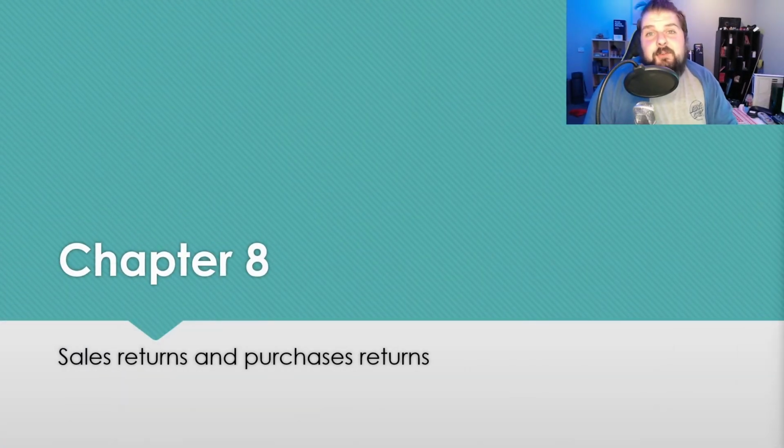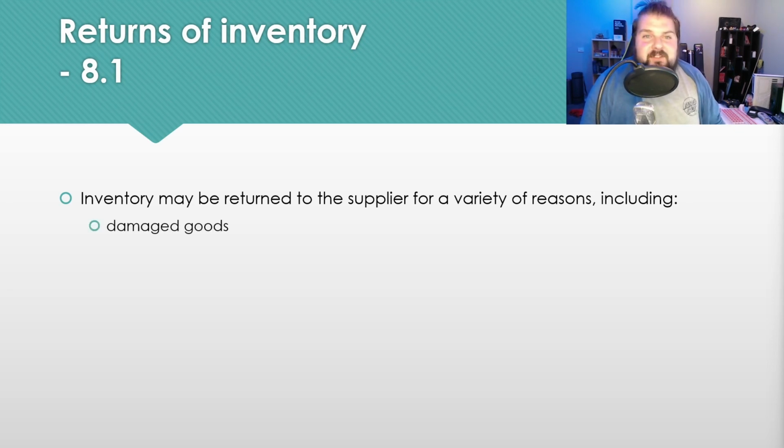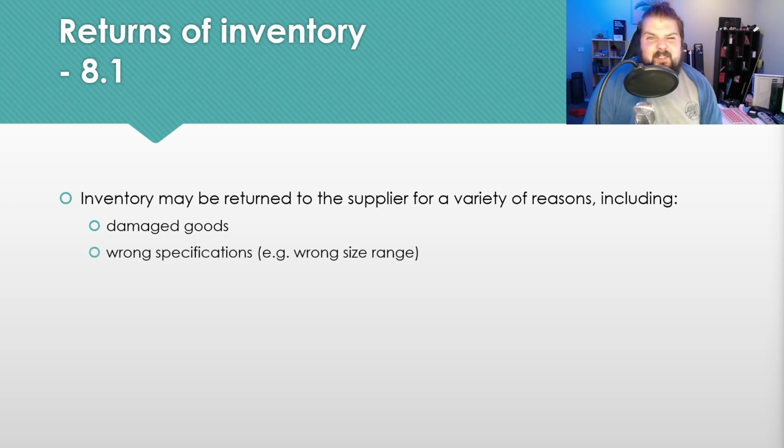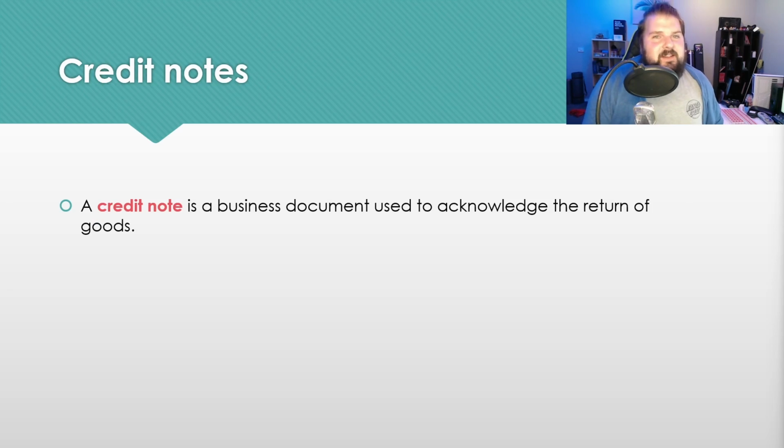So, the first thing we're going to do is look at the return of inventory. When we are looking at returning inventory, it can happen for quite a number of different reasons. It could be because stock is damaged. It could be because it doesn't meet our specifications. For example, it could be the wrong size. It could be the wrong brand in some cases. Could even be the wrong color, or it could be just faulty. Okay. And in these cases where we return inventory, a credit note is issued.